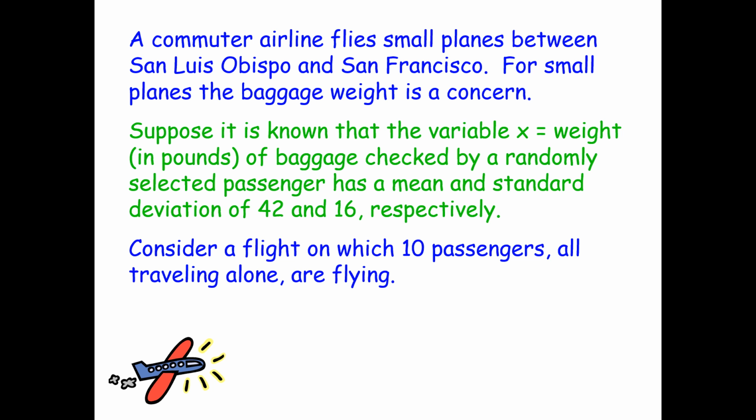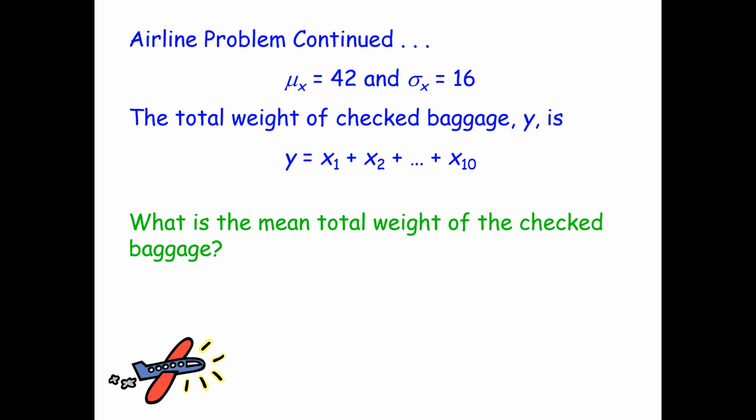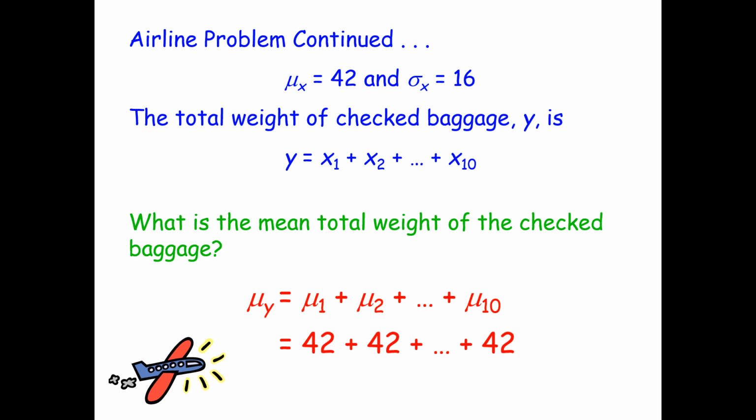Consider a flight on which 10 passengers, all traveling alone, are flying. The total weight of checked baggage, y, is going to be x of 1 plus x of 2 all the way to x of 10. So what is the mean total weight of the checked baggage? Well, it should be mu sub 1 plus mu sub 2 all the way to mu sub 10. So 42 plus 42 plus 42, so 420 pounds.